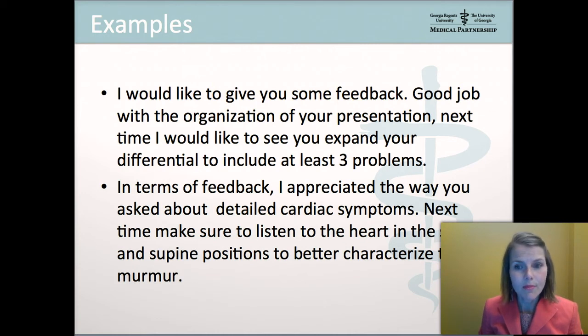I'd like to give you some feedback. Good job with the organization of your presentation. Next time, I'd like to see you expand your differential to include at least 3 problems. Or, in terms of feedback, I appreciate the way that you asked about the detailed cardiac symptoms. Next time, make sure to listen to the heart in the sitting and supine positions to better characterize the murmur.